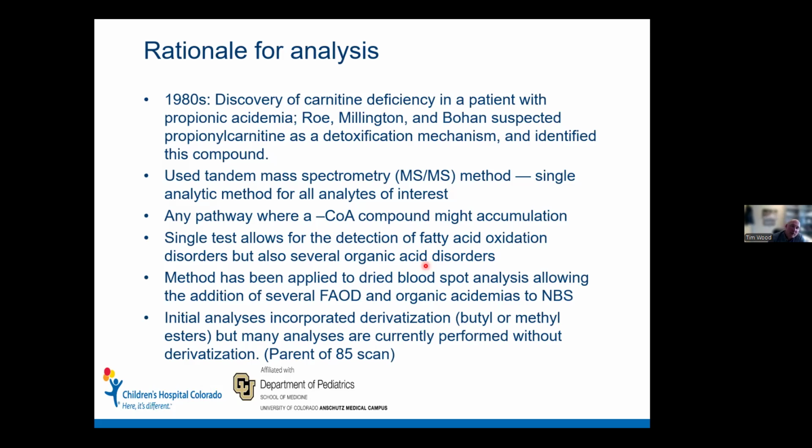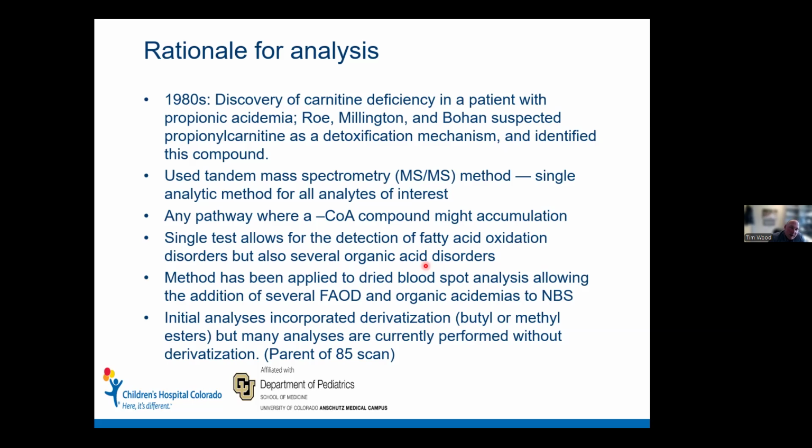When I was a fellow and was just getting trained, this acylcarnitine analysis, the full spectrum of what it can do, was being announced at various meetings, and we were getting trained. It can be done using different methodologies, but tandem mass spectrometry is really the classical way to do this. It's important that a lot of times any pathway where there's a CoA compound might form an accumulation, and that's why we see this not only in these intermediates of fatty acid oxidation, but also in organic acidemias.